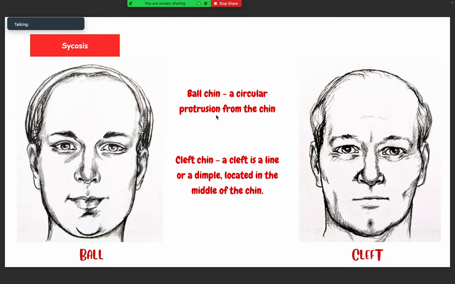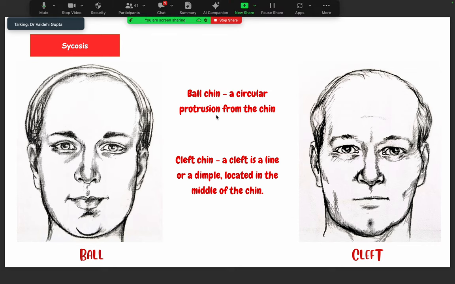In Sycosis, ball chin. Nose was also a ball-like structure. Here the chin is also ball-like. So ball chin, a circular protrusion at the chin. When it looks like a ball, it is called ball chin. Also cleft chin. Cleft chin, a line or a dimple located in the middle of the chin, it is called cleft chin. Either there would be protrusion or there may be depression. When there is protrusion, it is called ball chin. When there is depression, it is called cleft chin. And both are included in Sycosis.